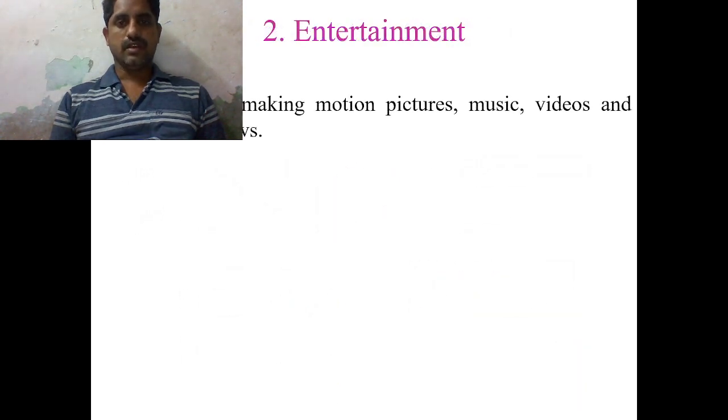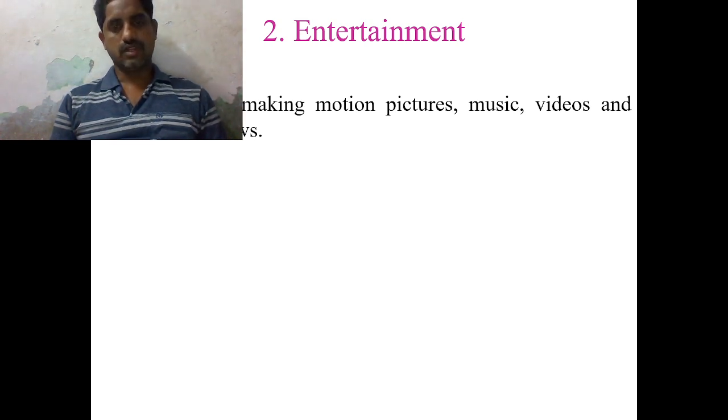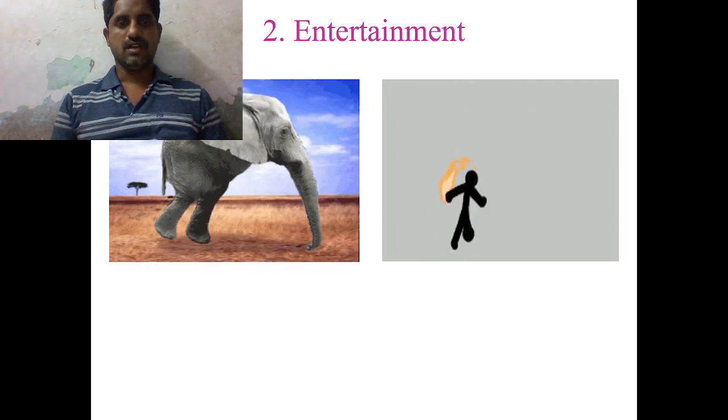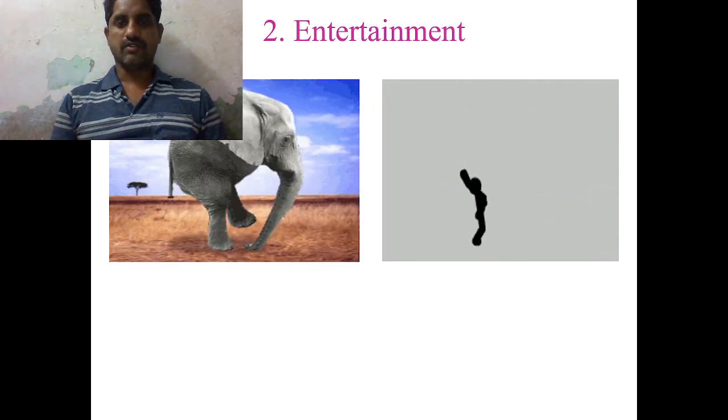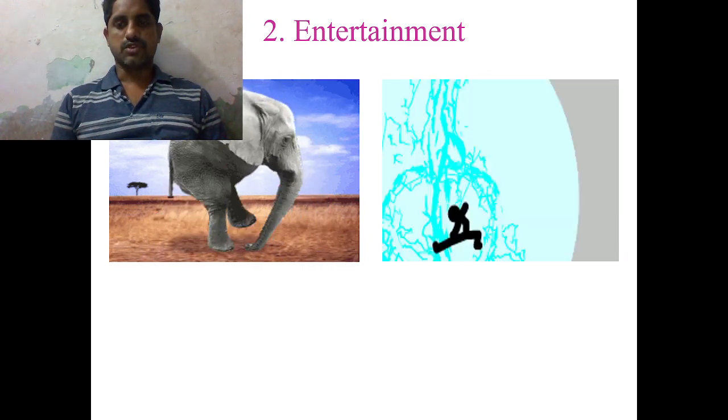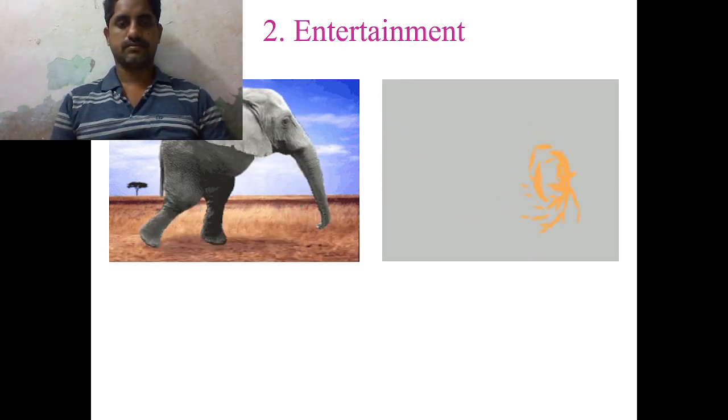Next, entertainment. It is used in making motion pictures, music videos, and television shows. So all the pictures, music, videos, and everything depend upon graphical representations. See here, these are different types of graphical representations, also used in different types of motion applications.